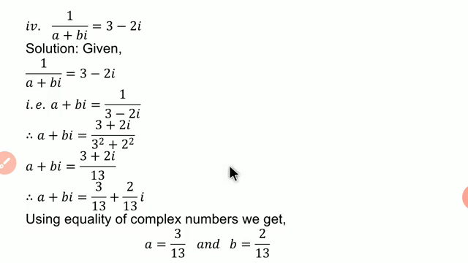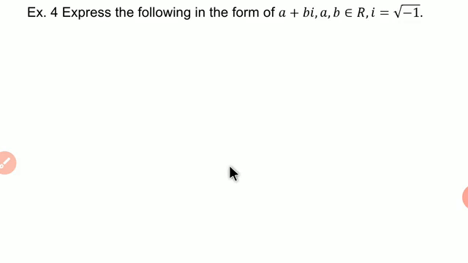Now see our next example, main example number 4. See the common instruction for this example number 4. Express the following in the form of a plus bi, where a, b belong to real numbers, i is equal to square root of -1. State the value of a and b.